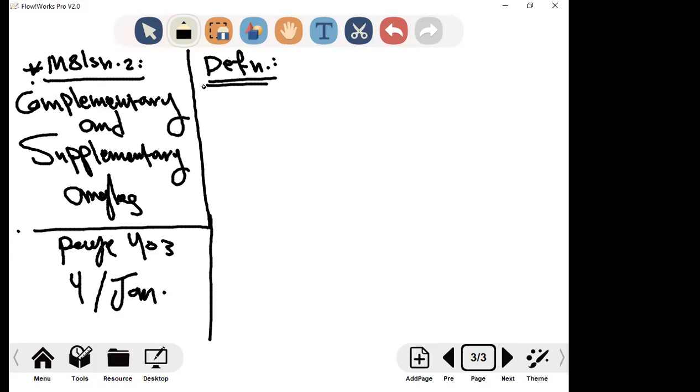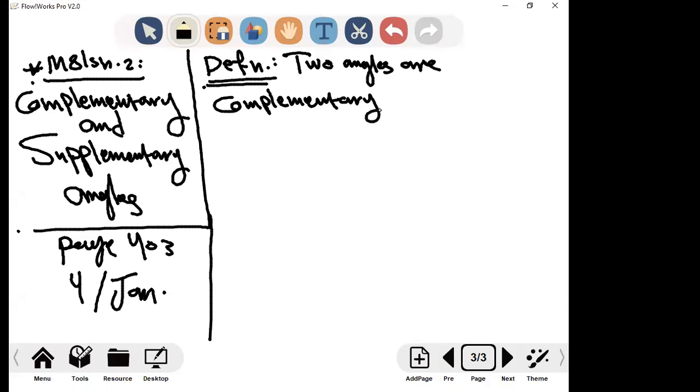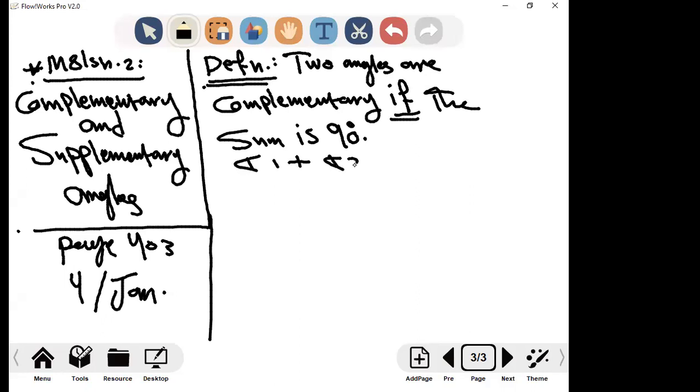Okay? So here, two angles are complementary if the sum is 90 degrees. The sum of the angles, like angle 1 and angle 2. If the sum of them is 90 degrees, then angles 1 and 2, we call them complementary. Okay? Definition.